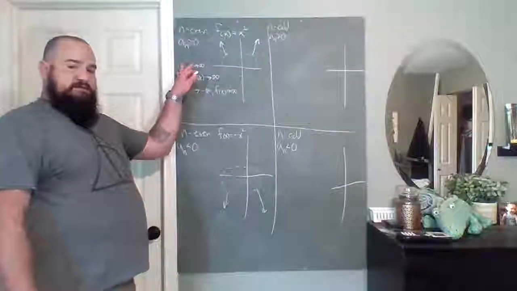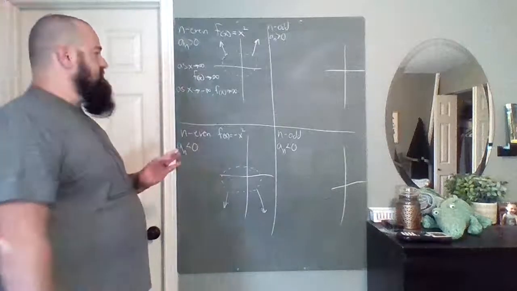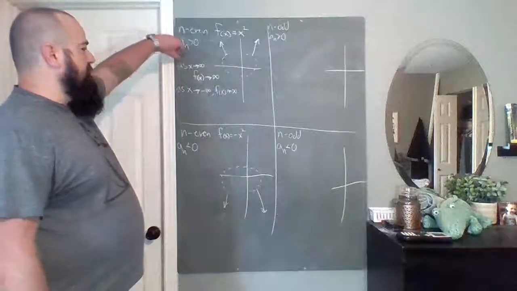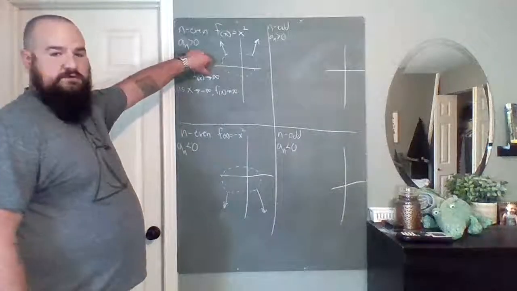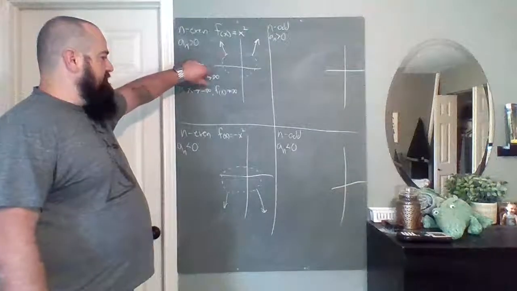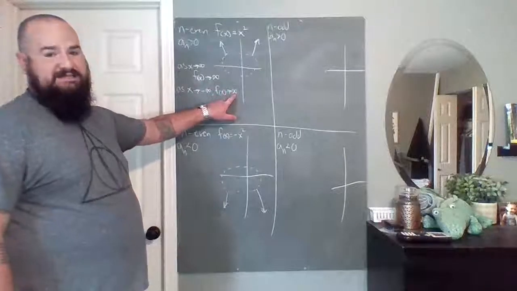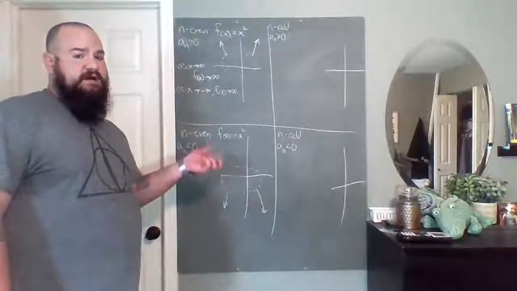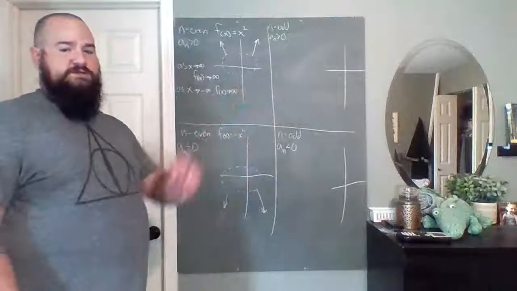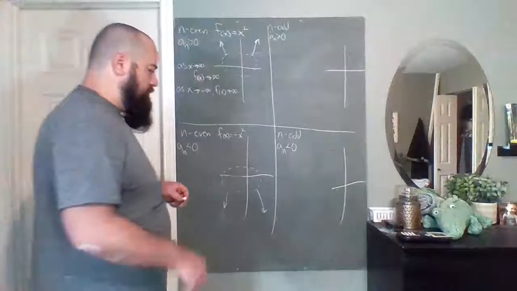Now, we're going to write this part very similarly. What's really nice is, for all of these, it's going to start the same. As x goes to infinity, f of x goes to. And as x goes to negative infinity, f of x goes to. What's going to change for all of these is this last symbol. And it's either going to be a positive or negative infinity, depending on what situation you're in. So, we're going to write these out.